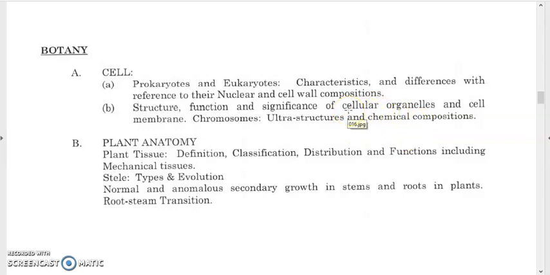The second part is plant anatomy. You have to study here plant tissue, definition, classification of plant tissue, distribution, function including mechanical tissue, right? Stele, you have to study here stele, different types of stele, their types and evolution of stele, normal and anomalous secondary growth in stem and roots in plants, and root-stem transition.